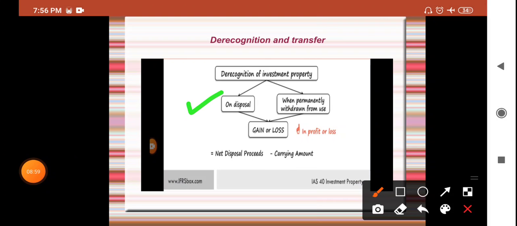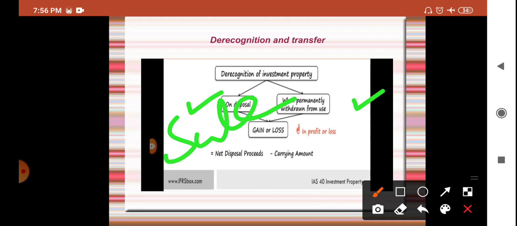Next, how to derecognize the asset? So here derecognition of the investment property is divided into two. One is on disposal, and the other is when permanently withdrawn from use. So on disposal means when you are aiming to sell it for the financial benefit. When you are aiming to sell that investment property, either you are completely selling that property or you are transferring the property to some other person. So that is the sale of the asset, that is on disposal.